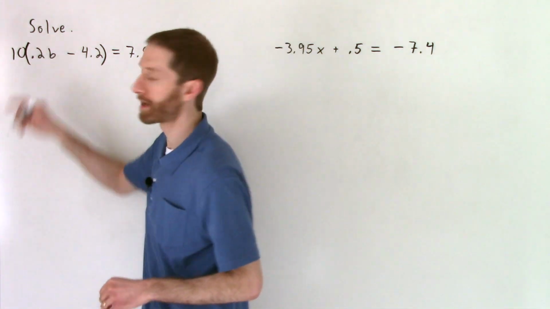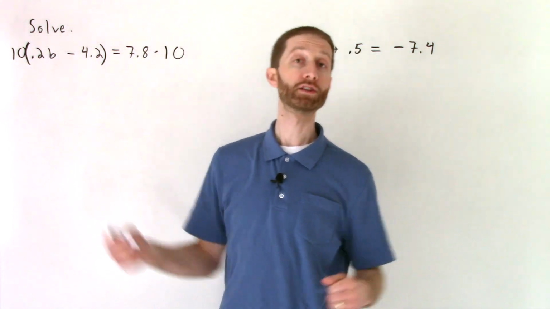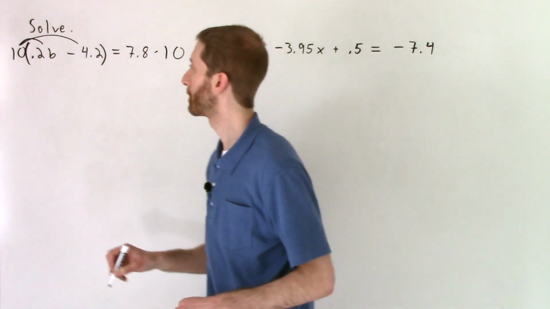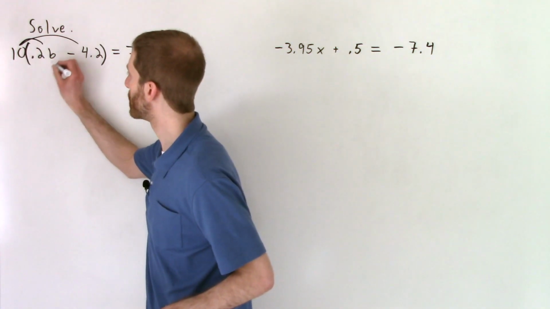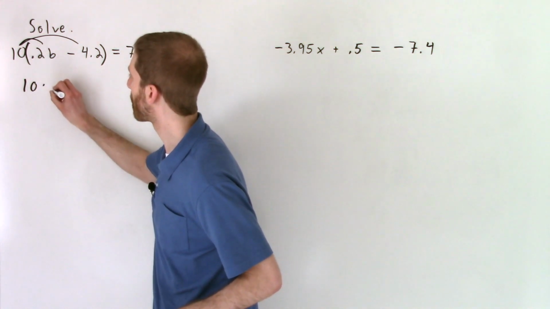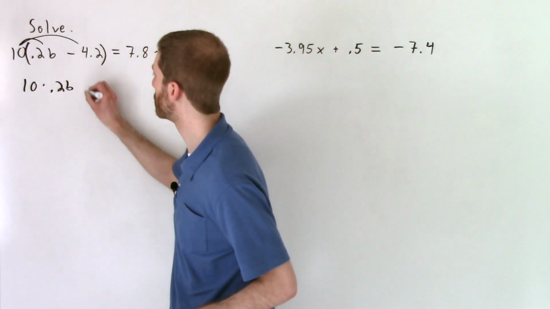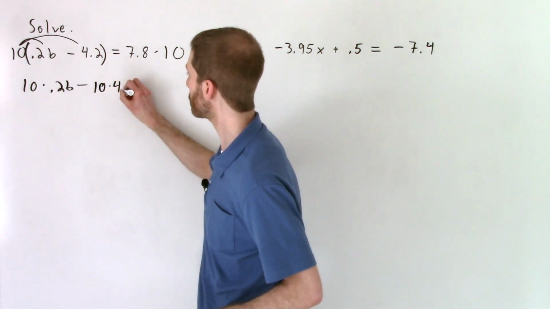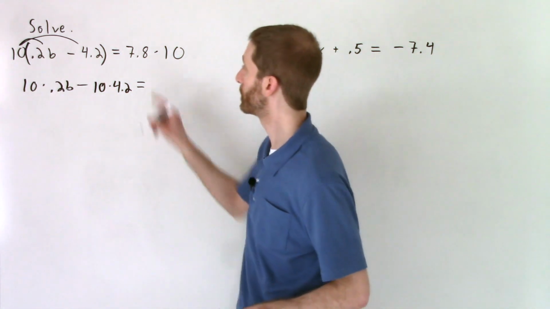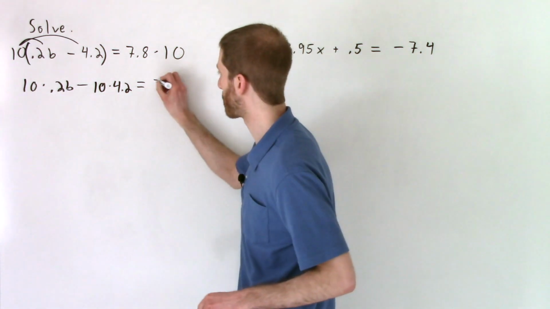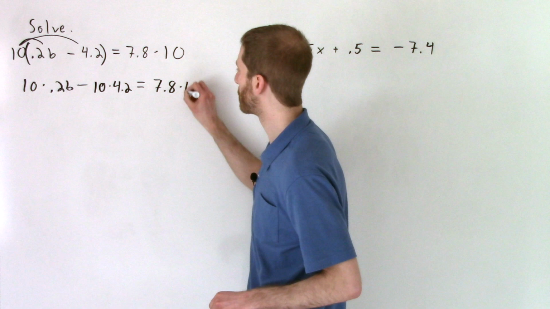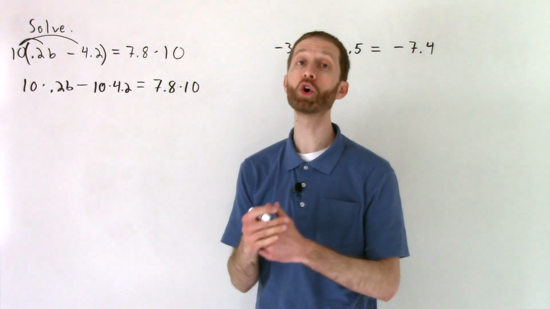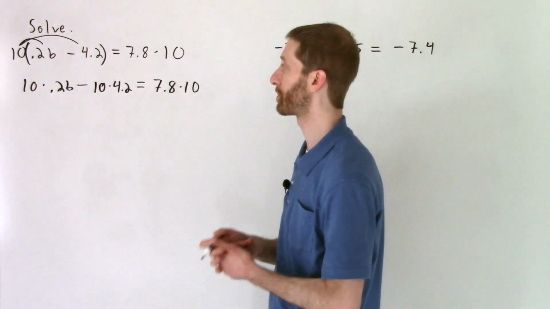So if I multiply by 10 on the left side, of course I've got to use the distributive property. So we distribute once, twice over here. So I've got 10 times 0.2, right? And I'm going to write out the work: 10 times 0.2b minus 10 times 4.2. And that is equivalent to 7.8 times 10. So I'm just going to copy that right down here. Some of you might be able to do this step and the next step all in one, and that's fine. And that's the goal, to eventually get to being a little simpler with doing our math out.